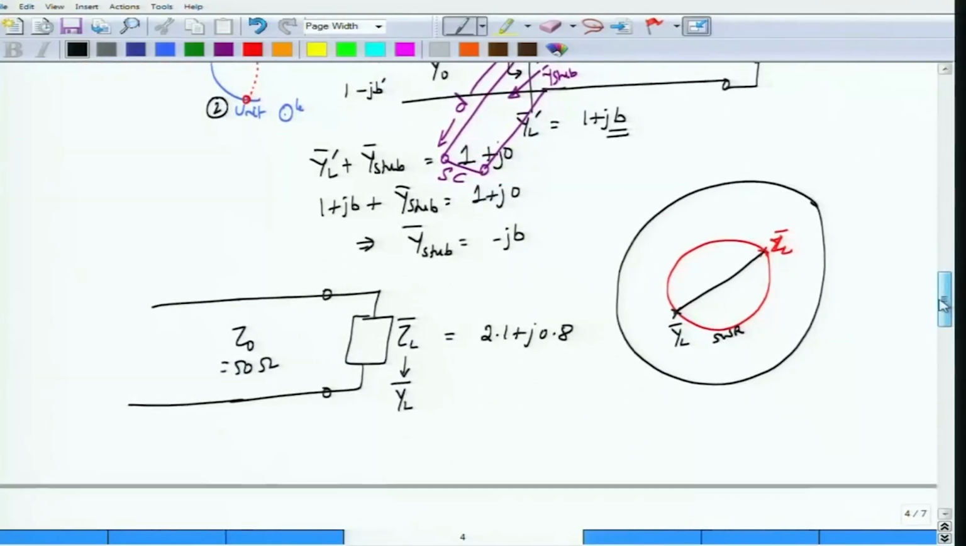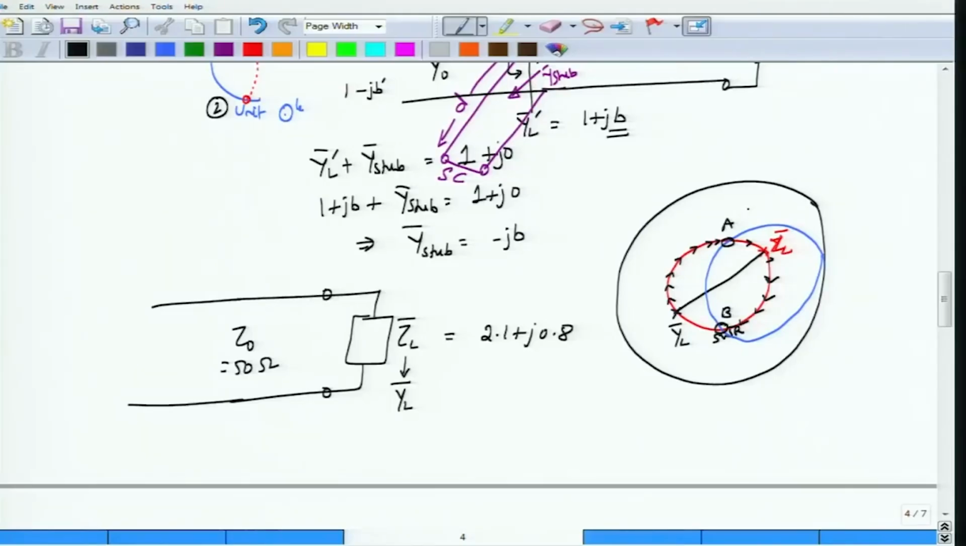Now you have to move a length L, normalized to the wavelength, L by lambda. To do that, you also require where the unit circle is located. So let's say the unit circle is this particular circle. Now you start at this YL bar and keep moving along the constant SWR circle until you hit the intersection with the unit circle. Again you have two intersections, one at A. If you continue to move like this, you would intersect the unit circle at point B as well. We don't want to consider B, let us only consider point A.